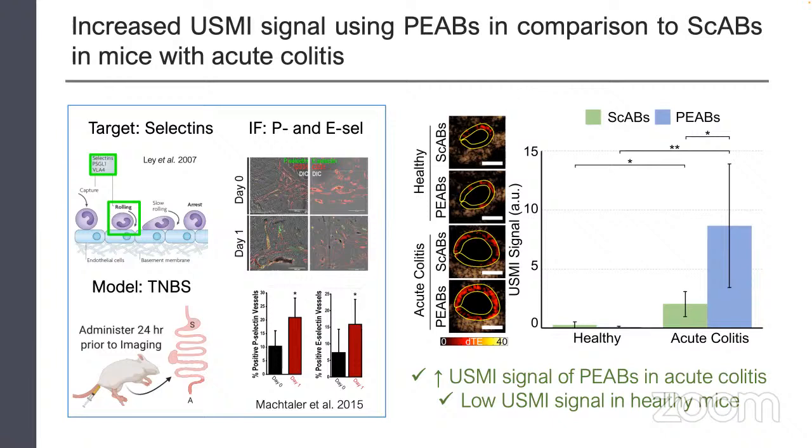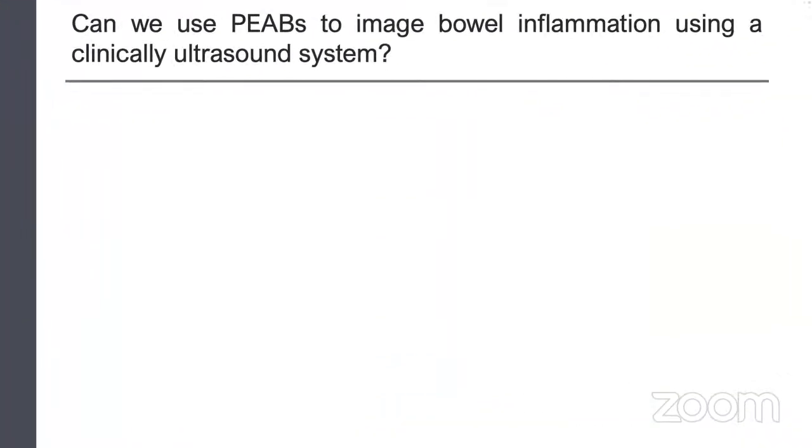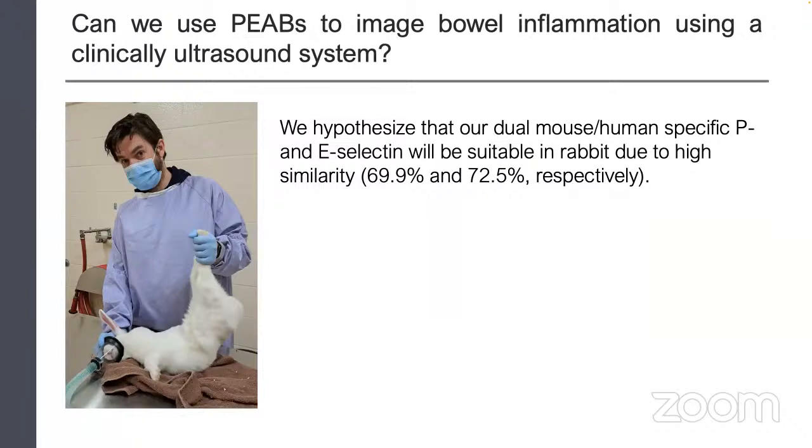But this is on a preclinical system. Here we're using this beautiful VisualSonics high resolution ultrasound imaging system, but it doesn't really work the same way as clinical systems. So if we want to clinically translate it, we have to be able to have it work on a clinical system with clinical transducers, which we can't really do in mice. So we wanted to know if this would work in a larger animal model.